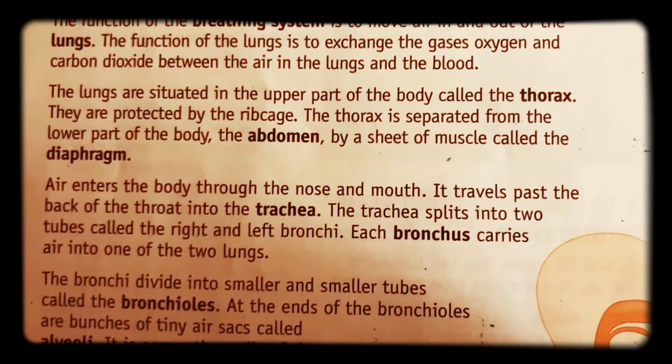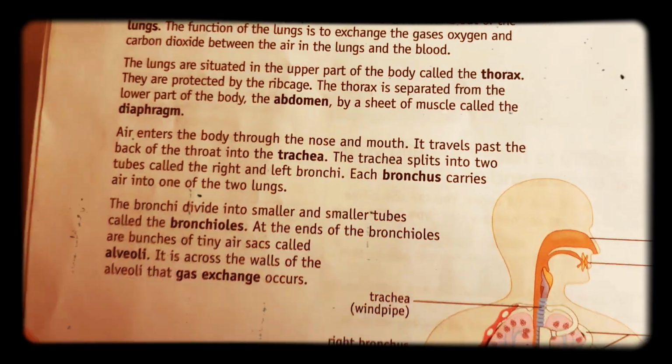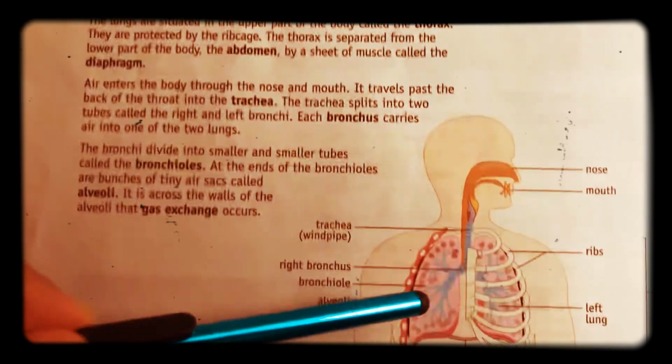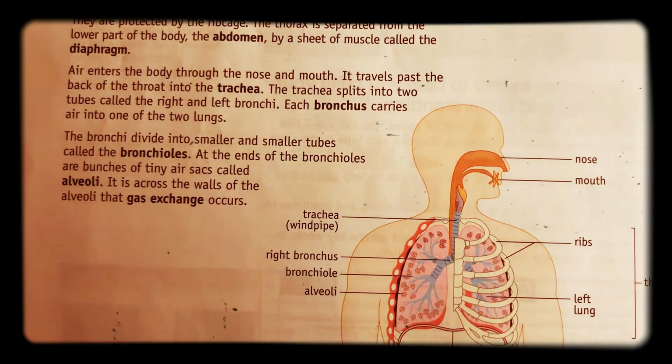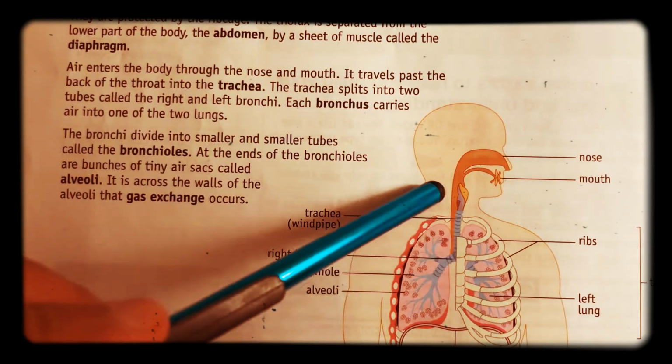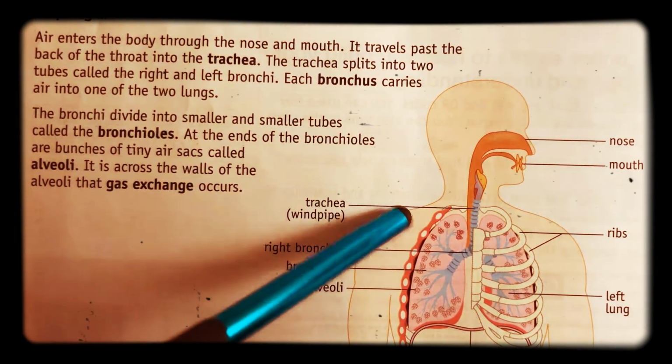So the lungs are situated in the upper part of the body called the thorax, protected by the rib cage. The thorax is separated from the lower part of the body, the abdomen, by this sheet of muscle called the diaphragm. Now, air enters the body through the nose and mouth, travels past the back of the throat into the trachea. The trachea then splits into two tubes called the right and left bronchi.